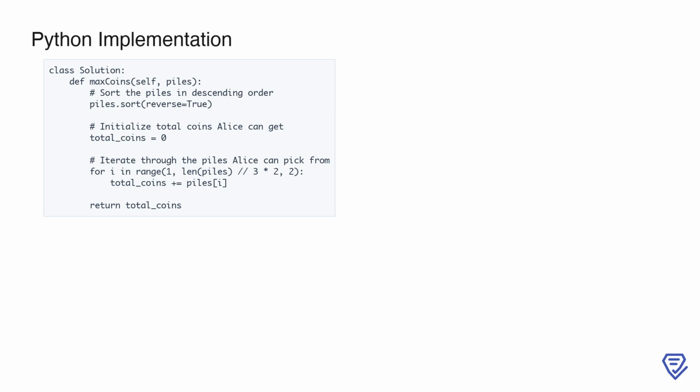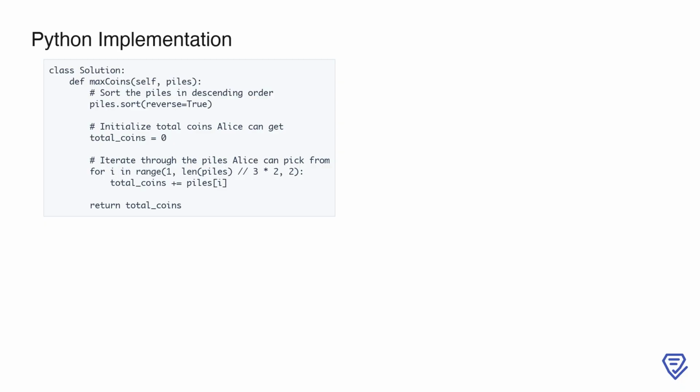2. Iterating and picking coins. After sorting, Alice picks the second largest pile in each group of 3 coin piles, based on the rules of the distribution. The largest pile goes to Bob. The second largest pile goes to Alice. The smallest pile goes to Charlie. This process repeats for all groups of 3.